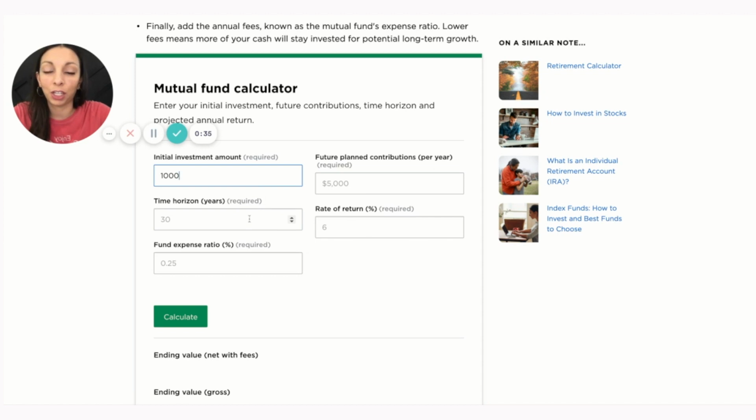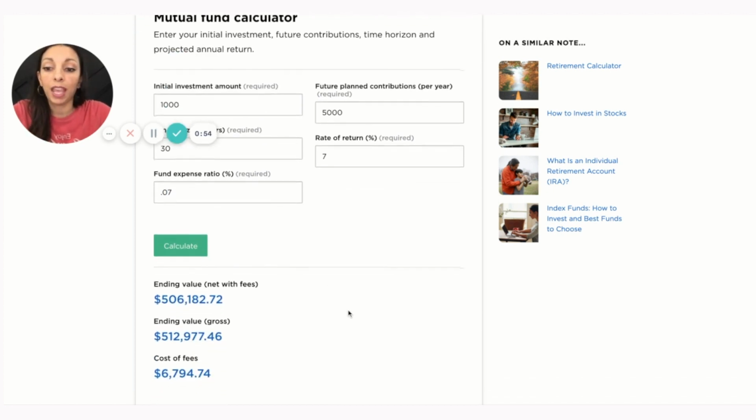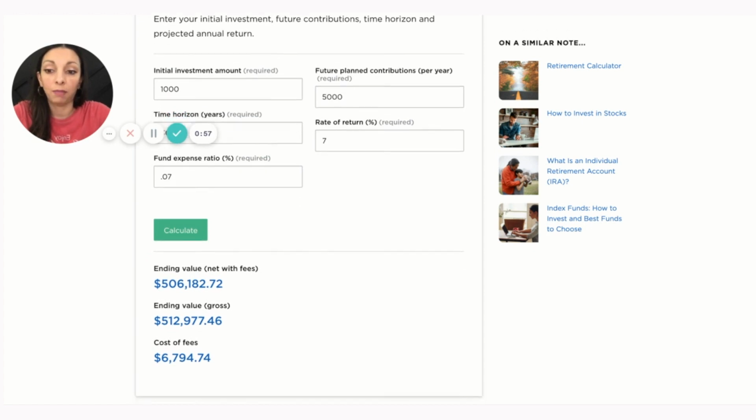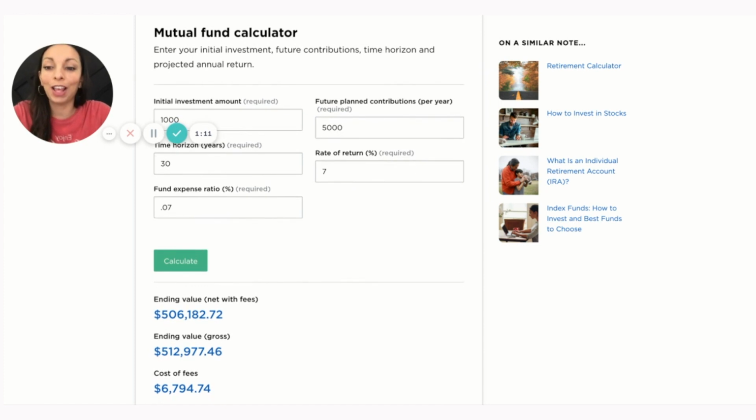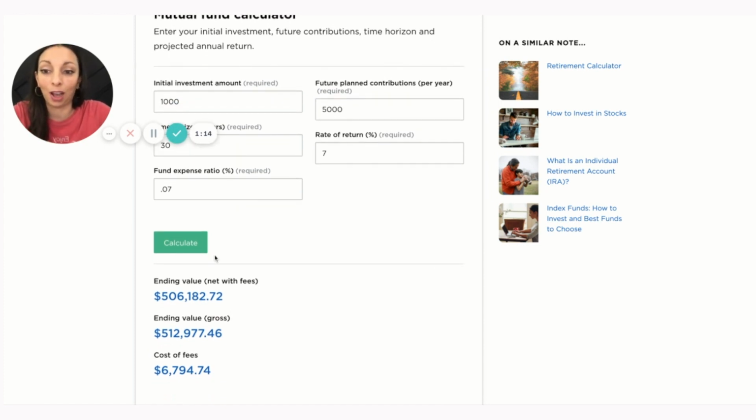So $1,000 initially invested over 30 years, and we're going to put in $5,000 per year. Let's say a 7% rate of return, and the fund expense ratio, so we'll start with Vanguard's at 0.07%, and then we calculate what that would add up to over time. So the account's value would be $506,000. You would end up paying $6,794 in fees over 30 years. That's not bad at all, of course, and we can see this is a very low cost fund.